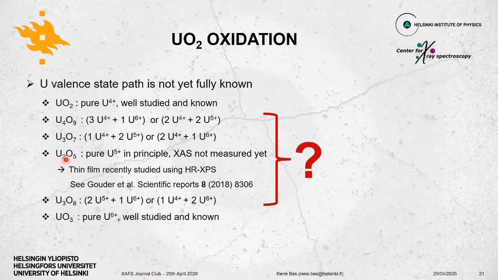U2O5 is quite also a special case because it should be, in principle, pure uranium 5+, but X-ray absorption on this sample has never been measured yet, as far as I know at least. It has been produced only recently in thin films using high resolution XPS experiments as described in this paper. But for the rest, U4O9, U3O7, and U3O8, actually you have several possibilities of valence state mixtures in order to reach neutrality in these compounds.